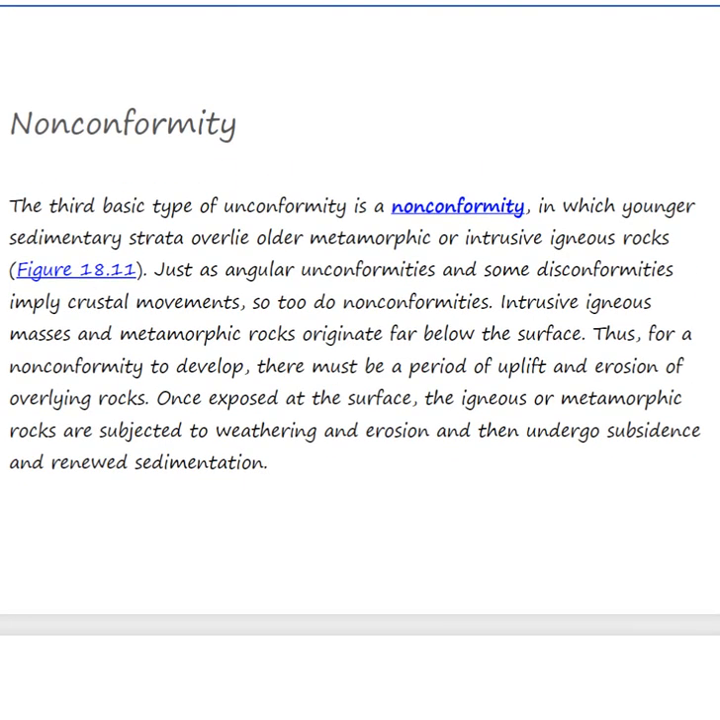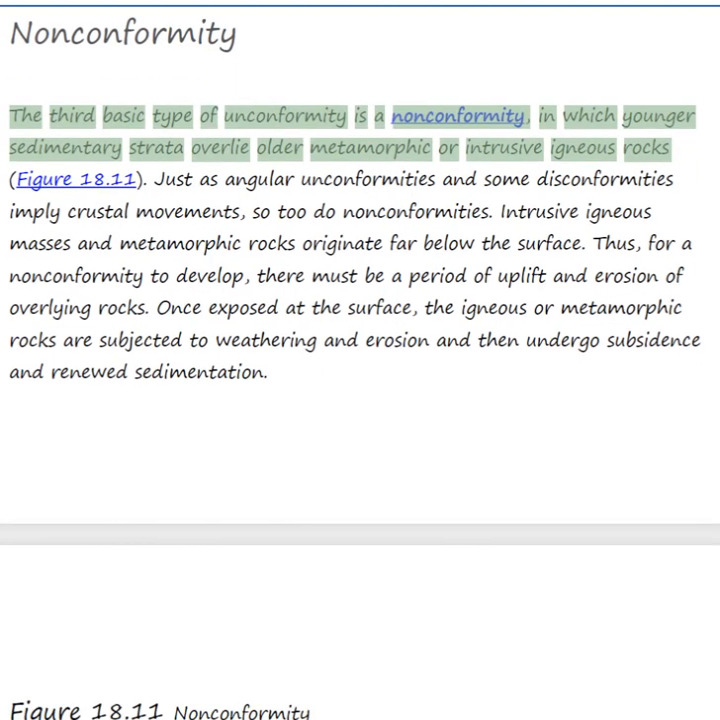The layers on both sides of this gap in the rock record are essentially parallel. Nonconformity. The third basic type of unconformity is a nonconformity, in which younger sedimentary strata overlie older metamorphic or intrusive igneous rocks.